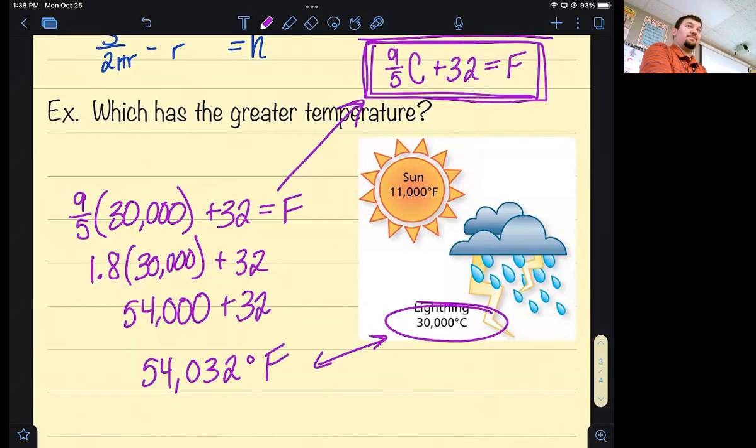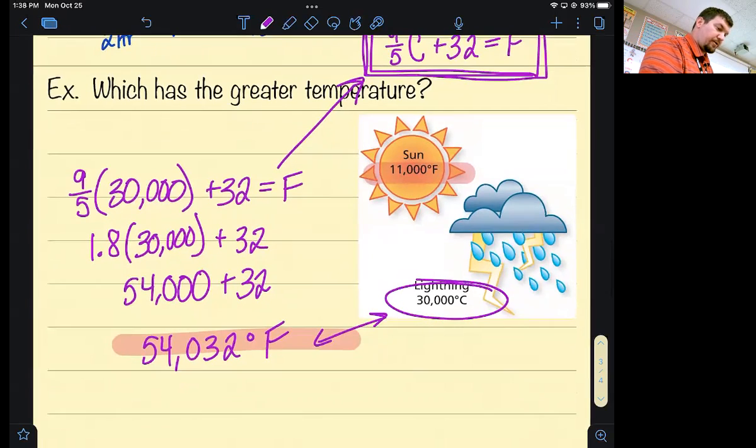That doesn't seem possible, considering people have been struck by lightning and survived. Yeah, Jimmy? What's wrong? Yeah, so what we did is we converted this into Fahrenheit. So now we're comparing 11,000 degrees Fahrenheit with 54,000 degrees Fahrenheit. We know that the lightning bolt would be hotter. So I guess which has the greater temperature? You'd say the lightning.